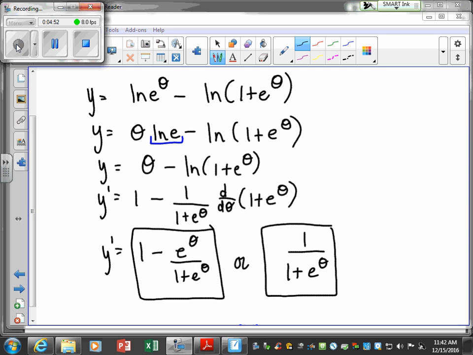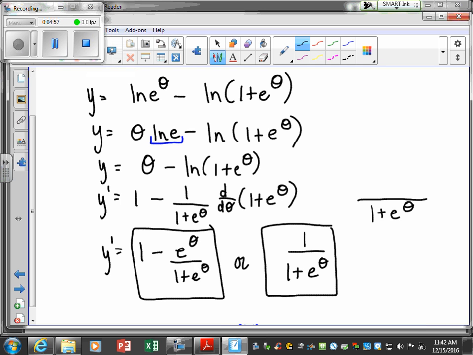Let me just show you that step. e to the theta is going to be my common denominator. This term doesn't have it, so that would give me 1 plus e to the theta. This term is already over my denominator, so I just have minus e to the theta. Now you can see that these two cancel, and we're just going to be left with 1 over 1 plus e to the theta. These are equivalent forms. Make sure you're able to get to both.